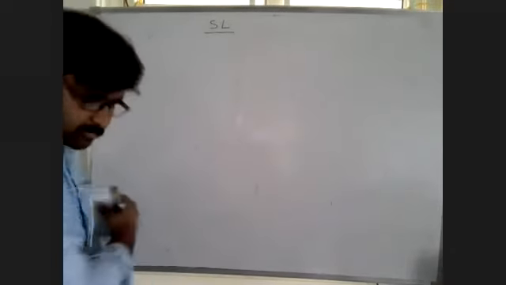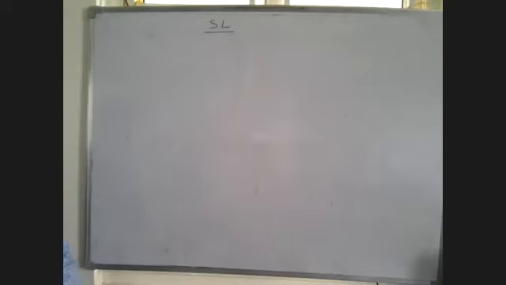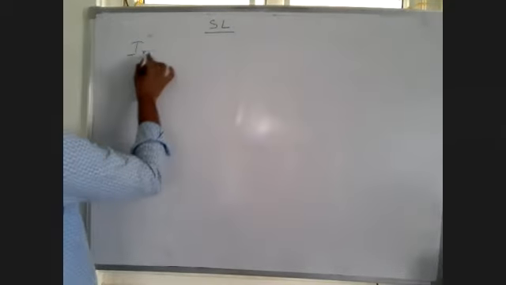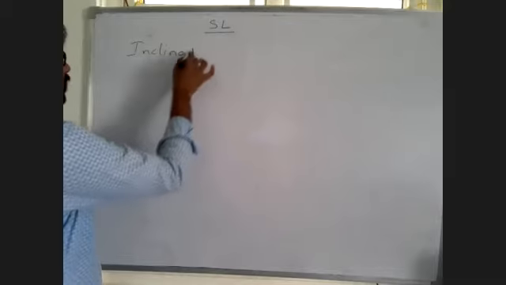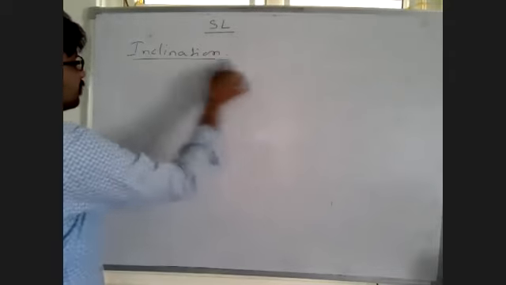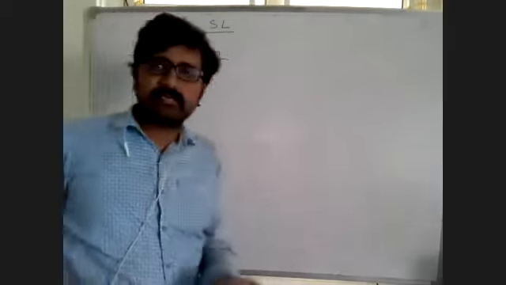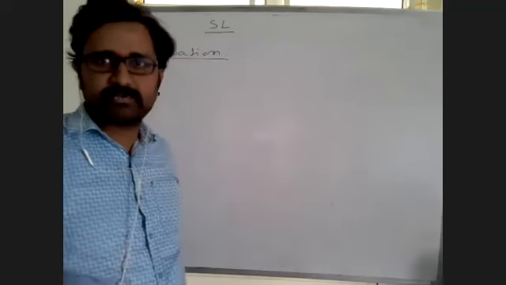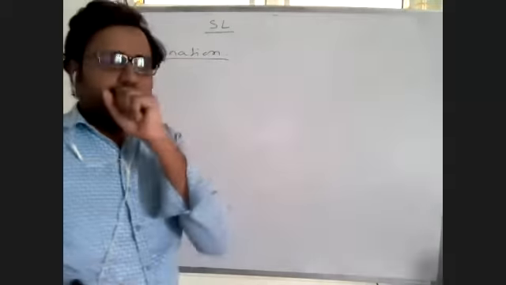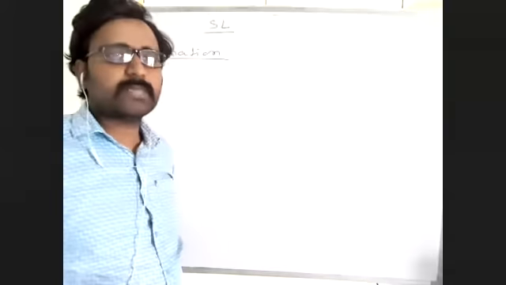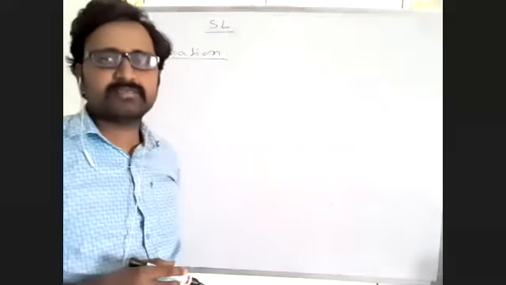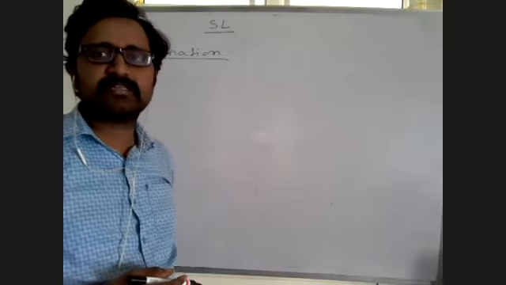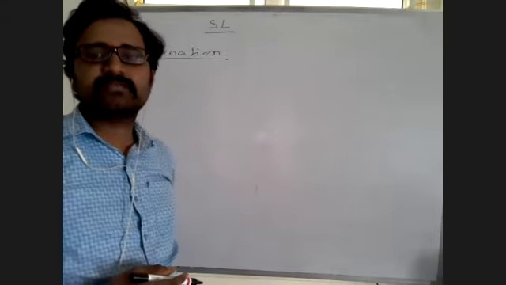Straight lines. Before going to straight lines, you have to know the meaning of inclination. You already know the vertical line, horizontal line, x-axis, y-axis, so I'm not explaining them once again. That's why I'm starting with inclination. The x-axis is the horizontal line, and the y-axis is the vertical line.